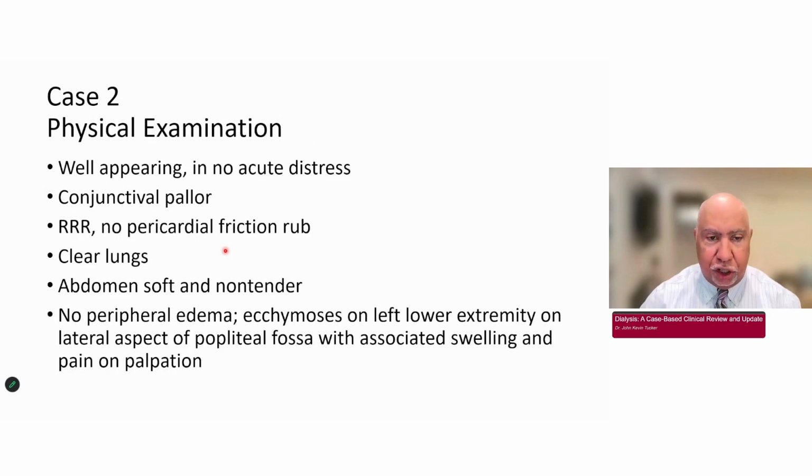On physical examination, he was well appearing, no acute distress. He had conjunctival pallor, clear lungs, no pericardial friction rub, soft benign abdomen, no peripheral edema. He had ecchymoses on his left lower extremity, on the lateral aspect of the popliteal fossa with the associated swelling and pain on palpation.